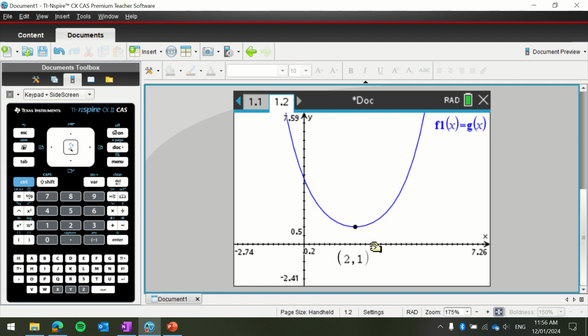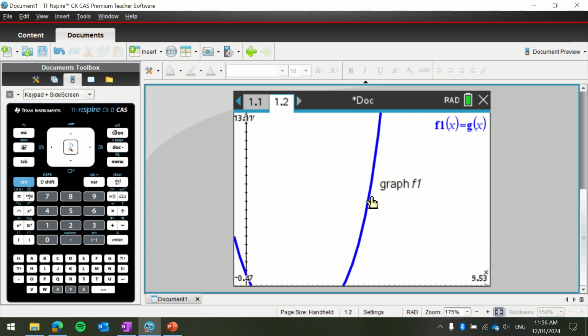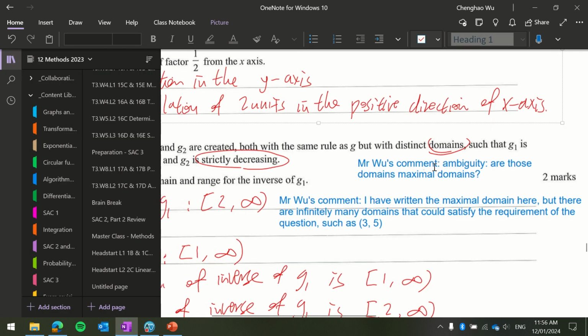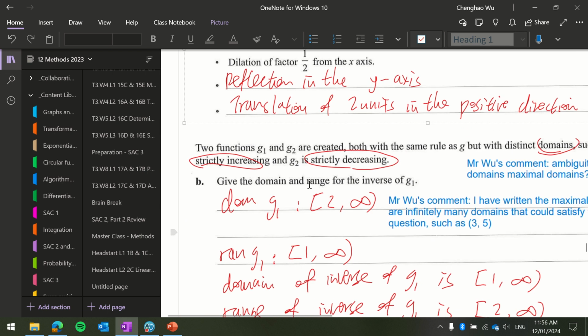You can go further, right? You can pick any point here from 100 to 101. That is also strictly increasing. So the question says, give the domain for the inverse of G1, but it's really asking for the domain of G1 as a first step at least.